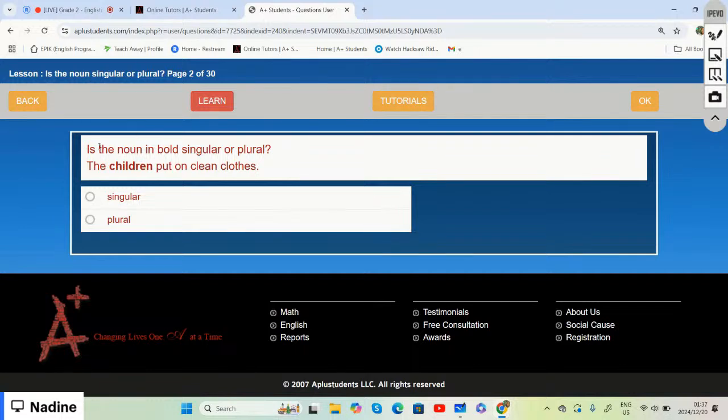All right, children. The children put on clean clothes. So if we say the children, are we talking about one child, one person, which is option one, singular, or is it plural, meaning we're talking about two or more of them? Children, is it one or more than one?